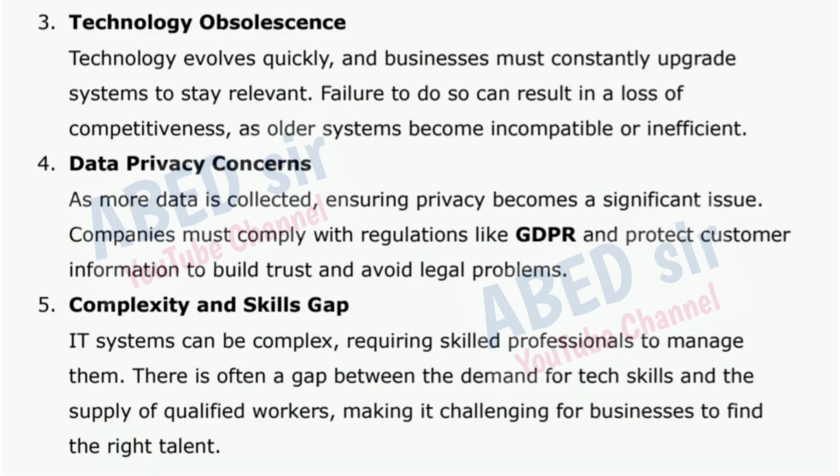3. Technology obsolescence. Technology evolves quickly, and businesses must constantly upgrade systems to stay relevant. Failure to do so can result in a loss of competitiveness as older systems become incompatible or inefficient. 4. Data privacy concerns. As more data is collected, ensuring privacy becomes a significant issue. Companies must comply with regulations like GDPR and protect customer information to build trust and avoid legal problems.